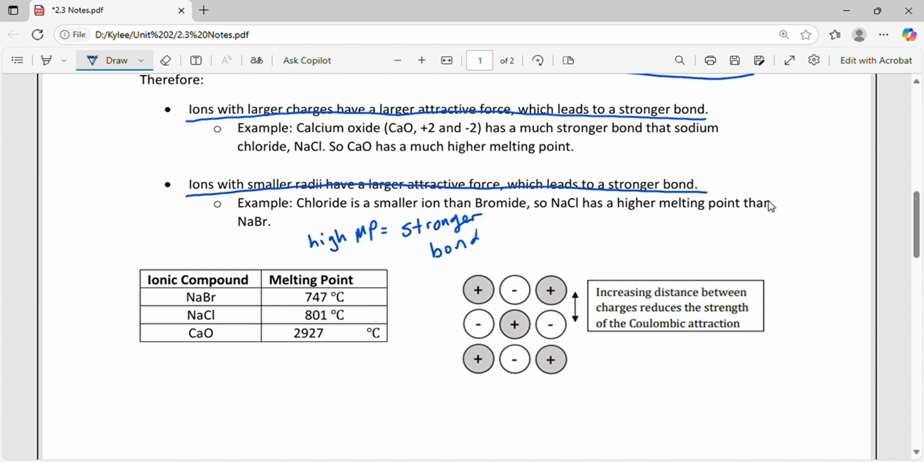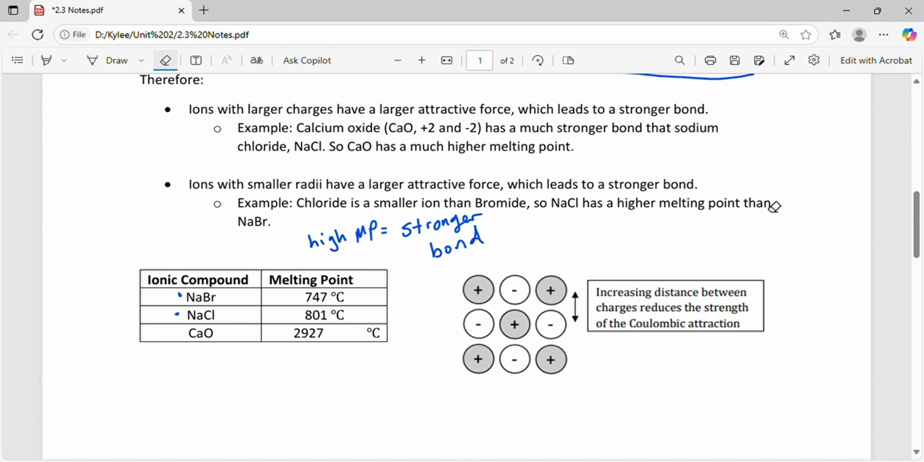So if I look at this comparison and I want to compare sodium chloride with sodium bromide, what do we notice here about the melting points? Well, sodium chloride has a melting point of 801, where sodium bromide has a melting point of 747. And so what we're often asked to do is to be able to explain why that is.